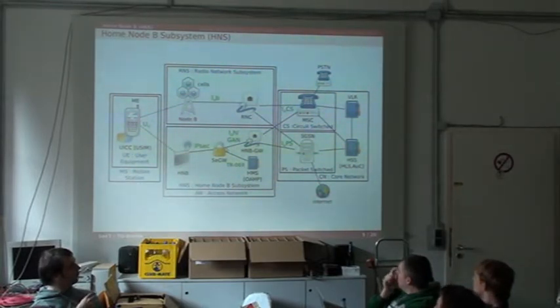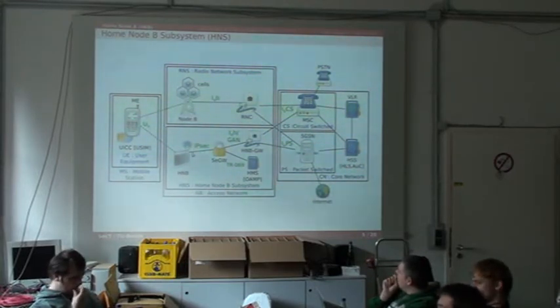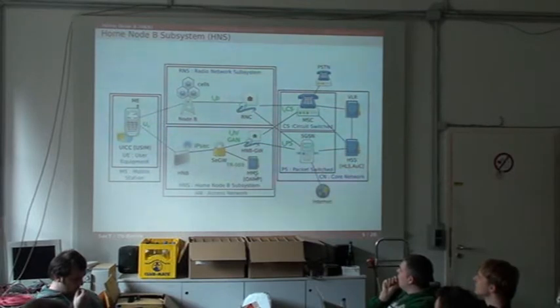They added 2 elements. That's the security gateway, because you're using Ethernet and because they don't want anybody to access the network, they're using the security gateway to cipher, to encrypt the communication, and also to authenticate the home node B. So only home node Bs are allowed to access this part of the network. Behind the security gateway there is the HMS, the home management system.